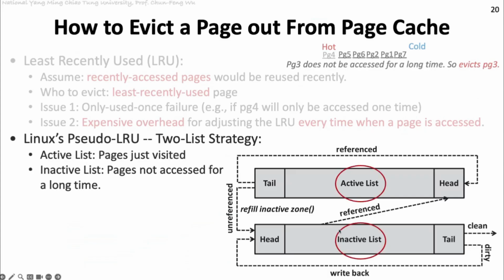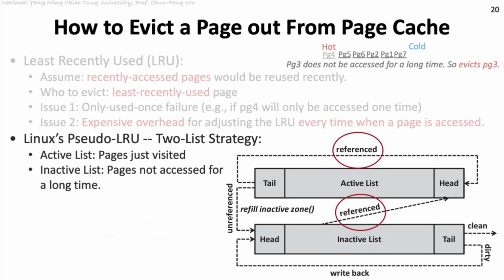So the thing is like this. The active list comprises the pages just visited or just accessed. And the inactive list comprises pages not accessed for a long time. So you can think of the active list as a hot list, and the inactive list as a cold list.